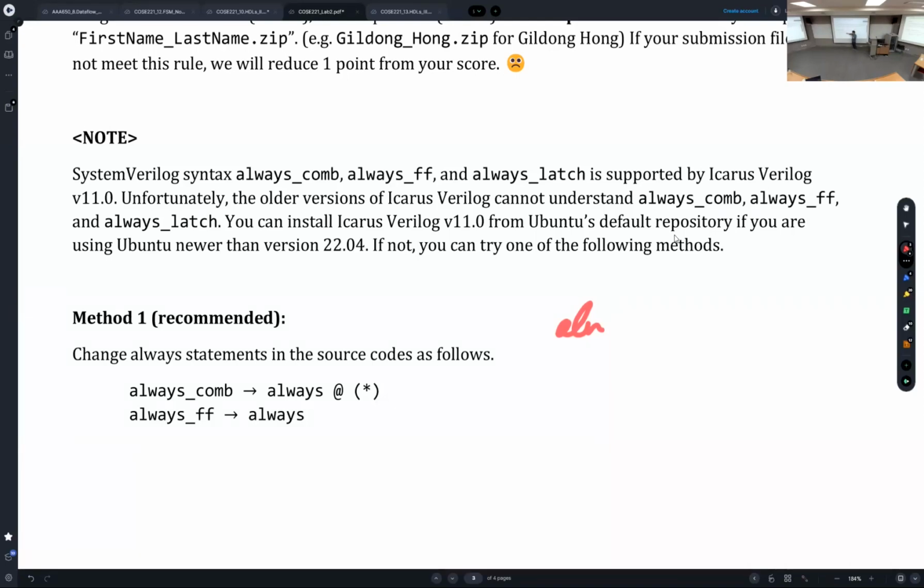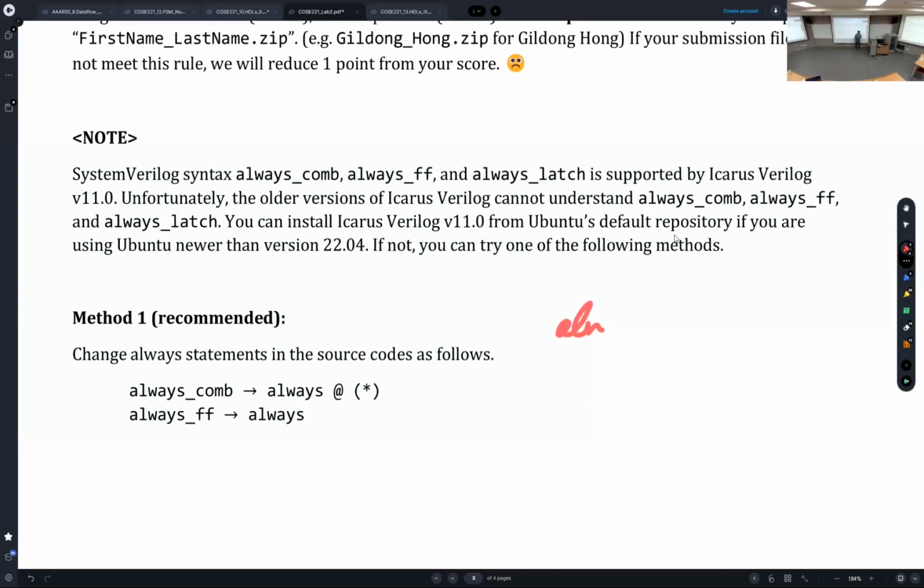Actually, this is equivalent to always_comb. Also, for always_ff, you can just change always_ff to always. It is because if you see the sensitivity list of always_ff, every required sensitivity condition is already listed in the sensitivity list in always_ff. So you can just change always_ff to always, if we are using the older version of Icarus Verilog.